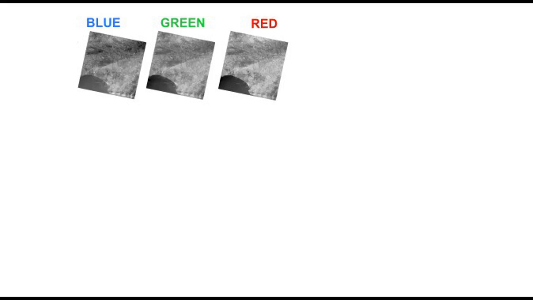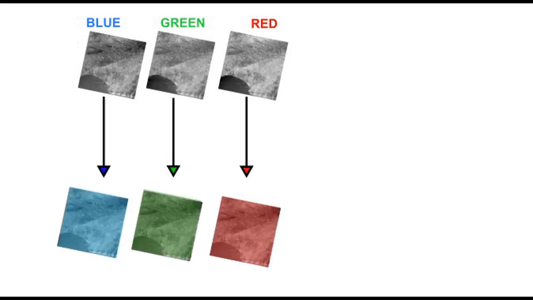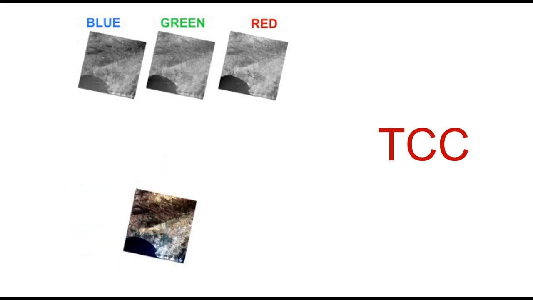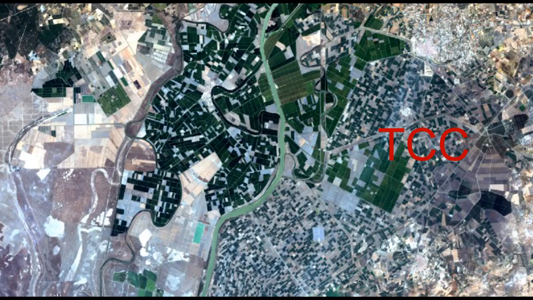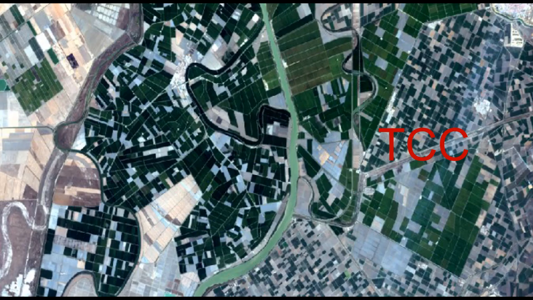By displaying the blue, green, and red bands through the channels of blue, green, and red colors and combining them, a true color representation of the terrain is created. For example, if we look closer, the vegetation will appear in its actual color.